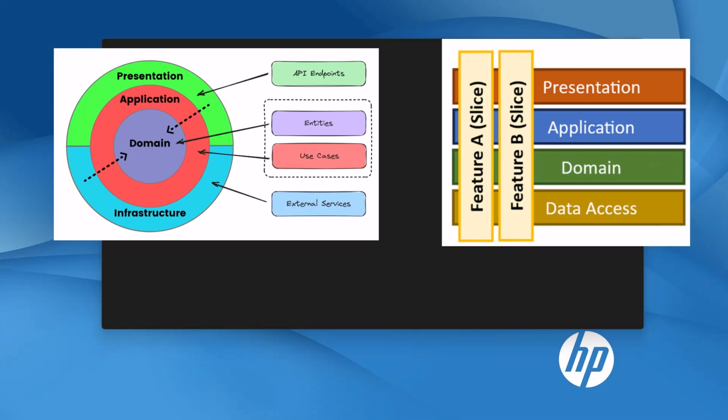You can see that with vertical slice architecture, it does follow the same organization. It has the presentation, the application, the domain, and the data access, which is the infrastructure. But with this, we have feature A and feature B, meaning that under each feature, we can have this organization. So instead of organizing your whole code base in 4 layers, presentation, application, domain, and infrastructure, with the vertical slice, each feature is going to have these 4.